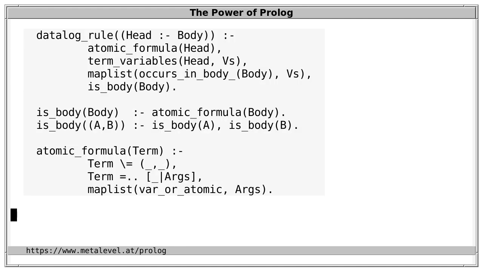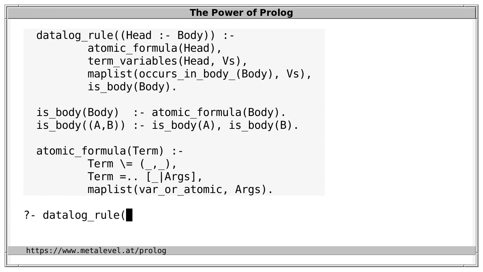So this is a useful starting point for a definition of what a valid Datalog rule looks like. It's a Prolog rule with certain additional restrictions. And I leave implementing these two predicates as an easy challenge. And a key attraction of such a Prolog-based specification is that it's executable. This means that we can actually use it to ask Prolog whether a term is a valid Datalog rule.